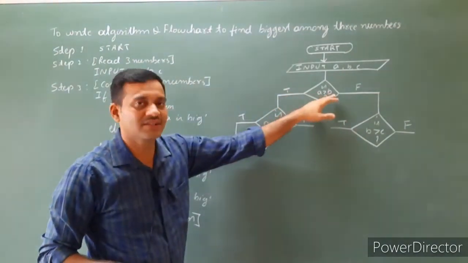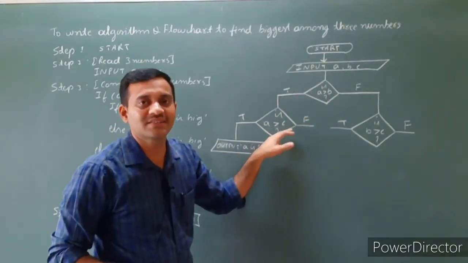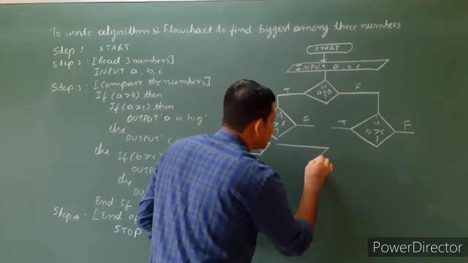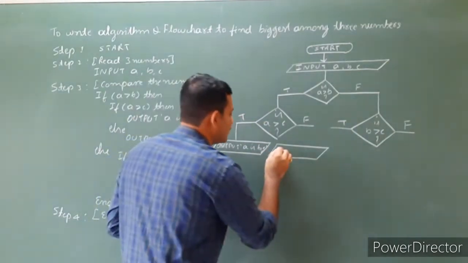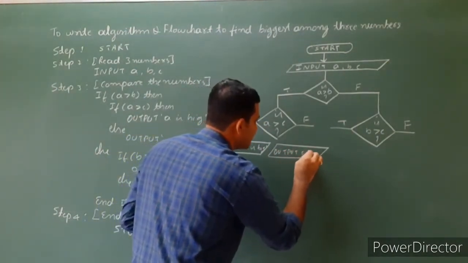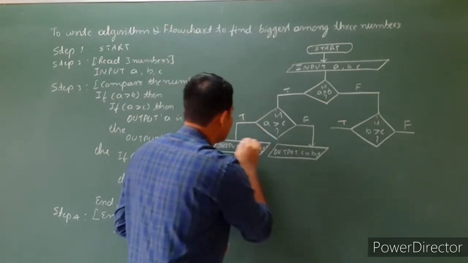If A greater than B is true and A greater than C is false, that is, A is greater than B but A is less than C, then C is the biggest number. Output C is big.